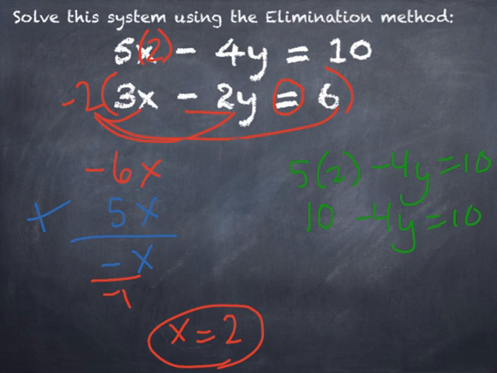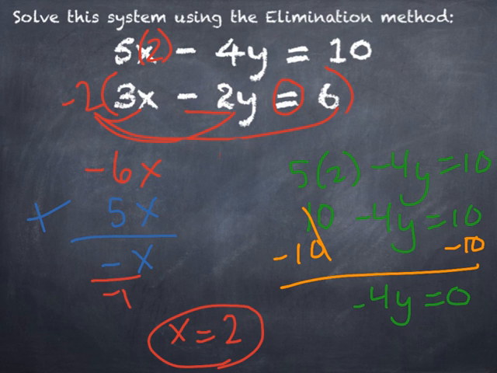Since 10 is positive, I'm going to subtract 10 from both sides. That leaves me with negative 4y equals 0. Dividing by negative 4 leaves me with y equals 0. Okay, so I have my two answers.